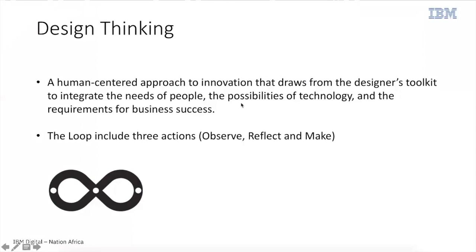So these are the three basic actions we should take in design thinking, which are observe, reflect, and make. Now, I'm going to give you an example and show you what the three major steps are and how we can relate these steps to observe, reflect, and make.